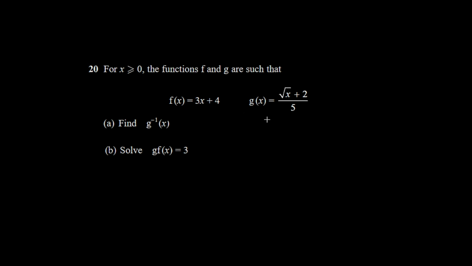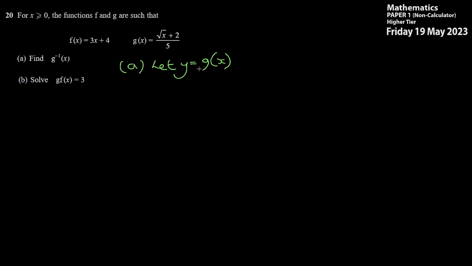Okay, let's get part A out of the way first. Let y equal g of x. So therefore I can say, multiplying across, 5y is equal to root x plus 2. We want to make x the subject, so first of all make root x the subject.